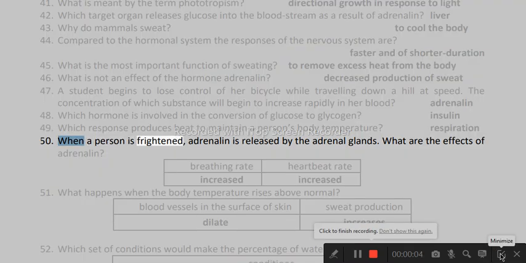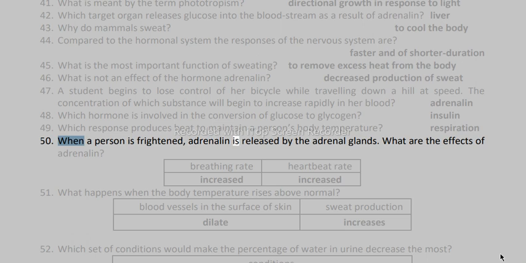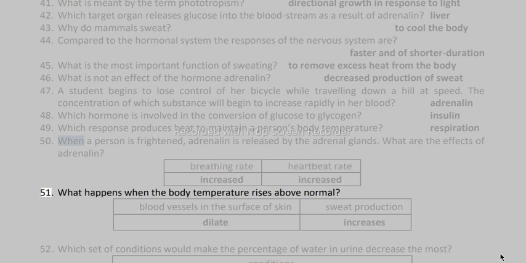When a person is frightened, adrenaline is released by the adrenal glands. What are the effects of adrenaline? Breathing rate and heartbeat rate increase. 51. What happens when the body temperature rises above normal? Blood vessels in the surface of skin dilate, sweat production increases.